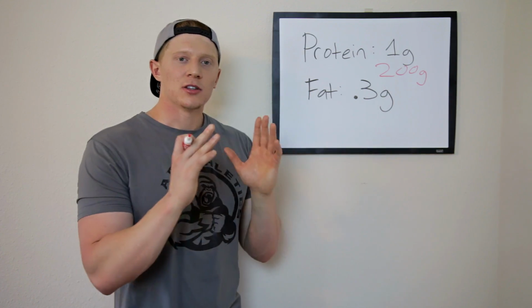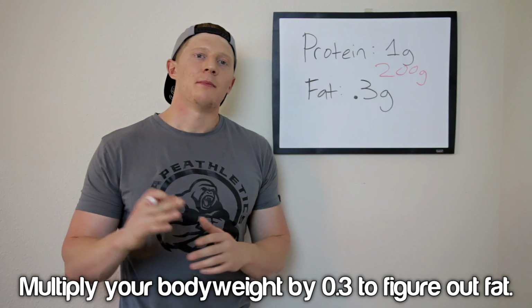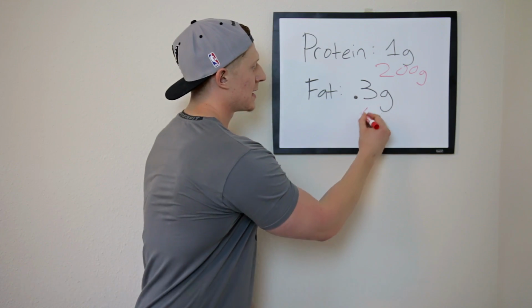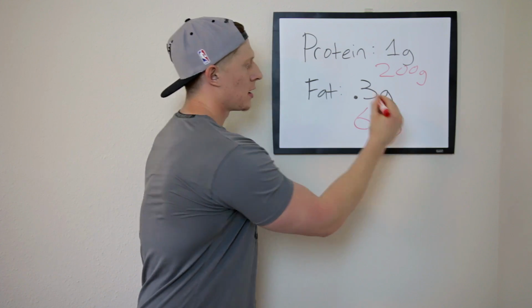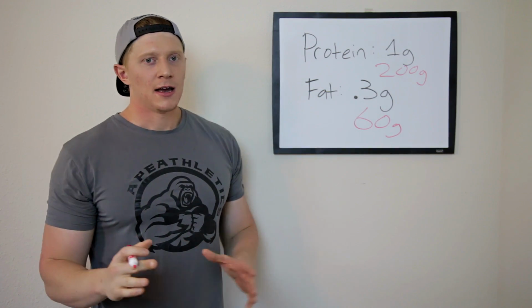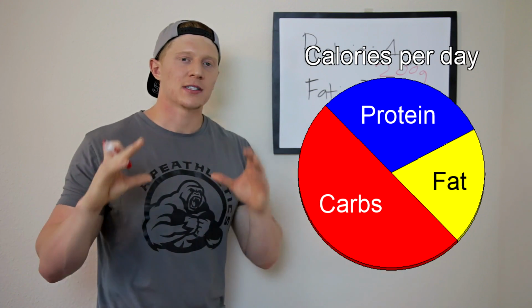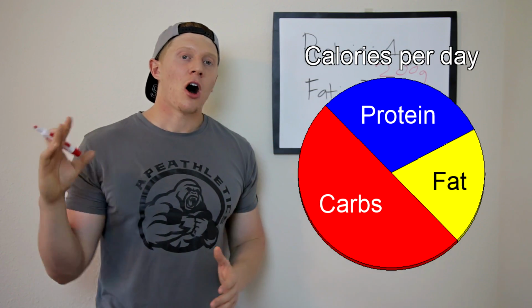So I'm going to take the total weight, which is 200 pounds, and multiply it by 0.3 grams. And that's going to give us 60 grams of fat. And that's 2 of the 3 macros. That's 2 of the 3 slices of this imaginary pie that I talked about already figured out.